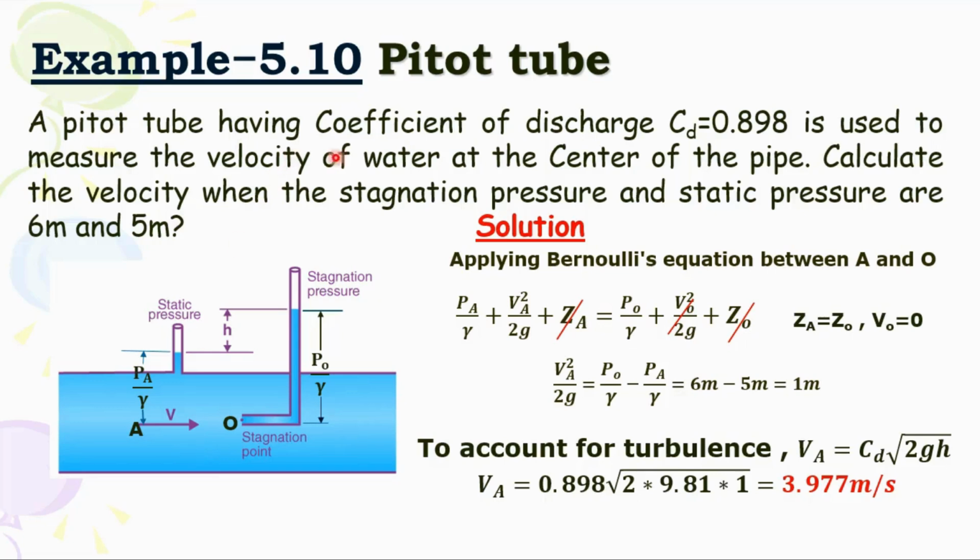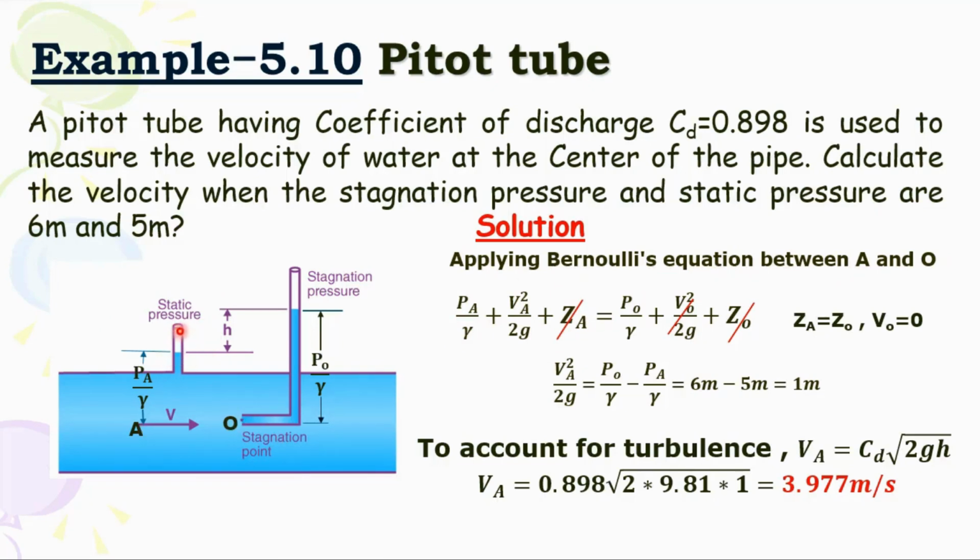A Pitot tube having coefficient of discharge 0.898 is used to measure the velocity of water at the center of the pipe. You see, at the center of the pipe, you can measure using a Pitot tube. And also calculate the velocity when the stagnation pressure and the static pressure are 6 meter and 5 meter. So stagnation pressure and static pressure are given, so you simply substitute. Applying the Bernoulli equation between A and O, point A is this one, point O is this one.